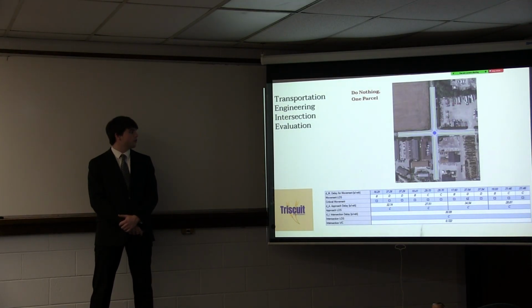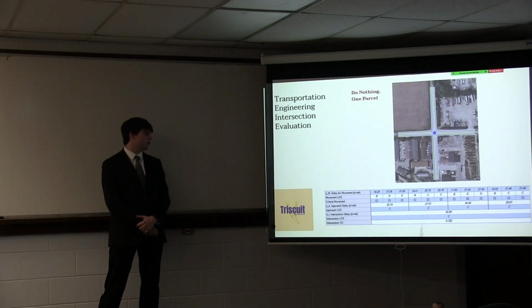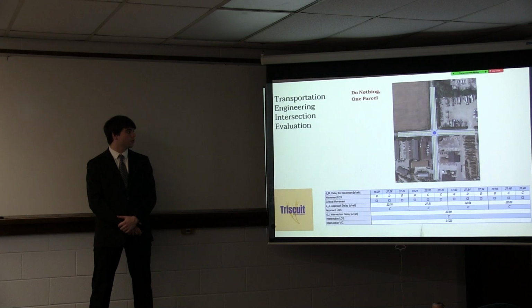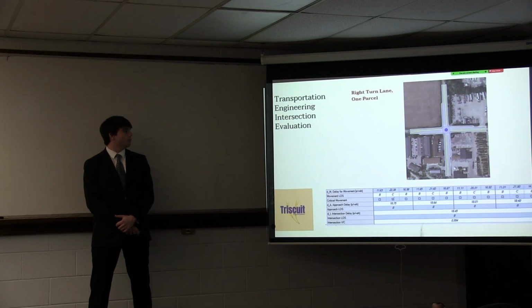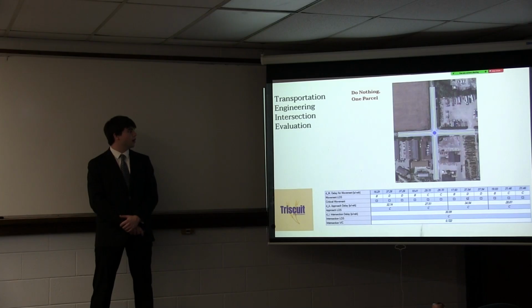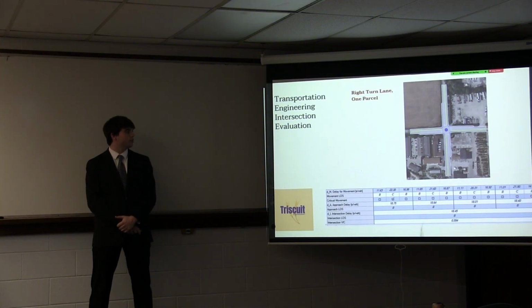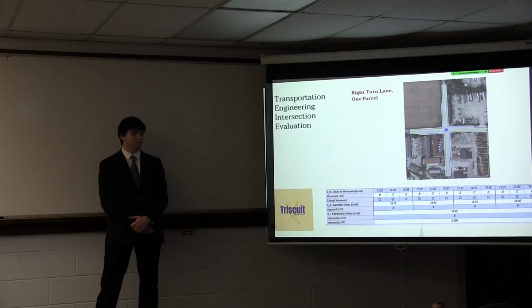So here is the first intersection evaluation for the East Summit Street at Indiana Avenue. With our parcel just being there, it is evaluated at a level of service C with the few trips that our parcel generates. You can see that the do nothing has the right turn lane in the same lane as the through street. So the second alternative has an extra right turn lane, and with just adding our parcel, this adds to a level of service B.